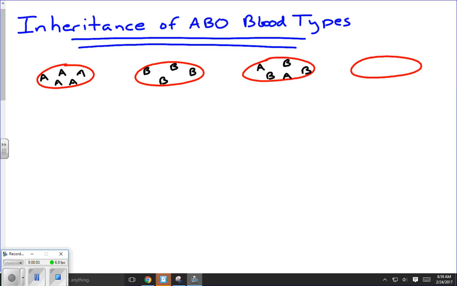This video is all about the inheritance of human ABO blood types. So before we get to how it's inherited and we get into some problems on solving what type of blood you can expect from certain parents, certain offspring, let's just review what the ABO blood typing system is.